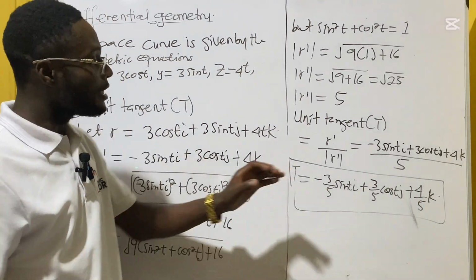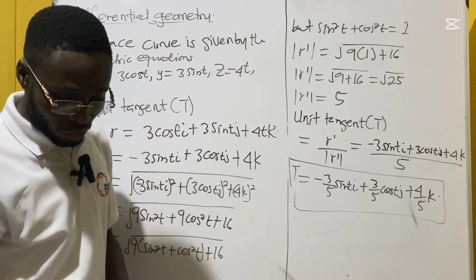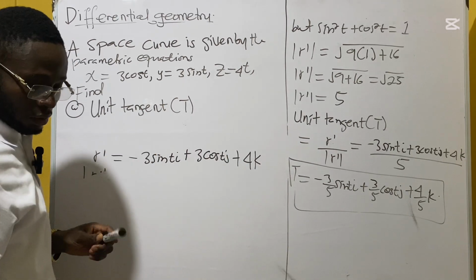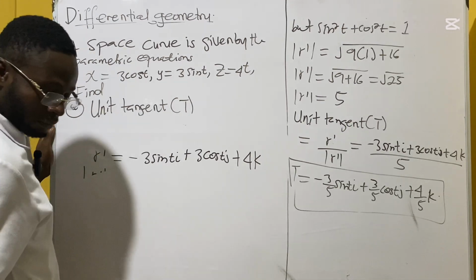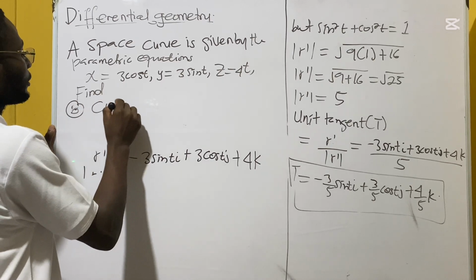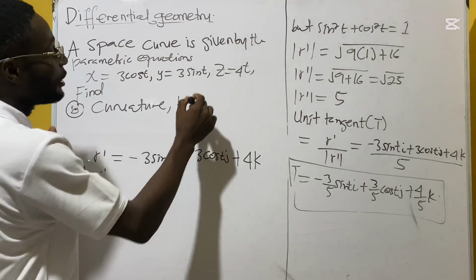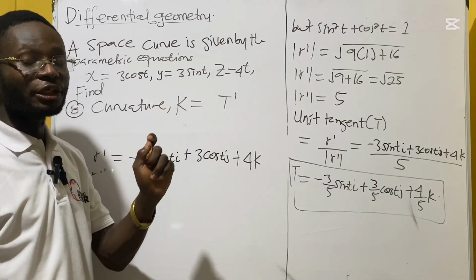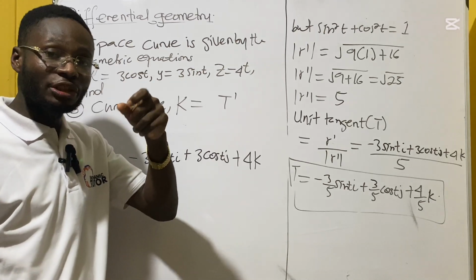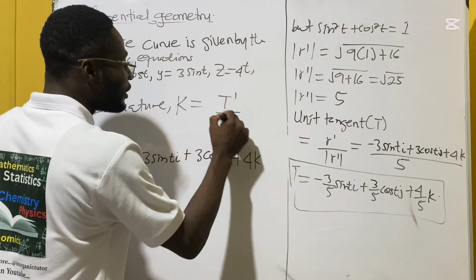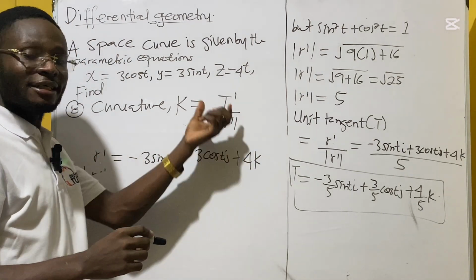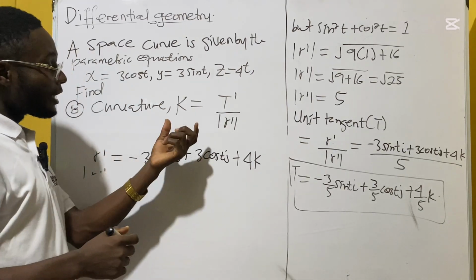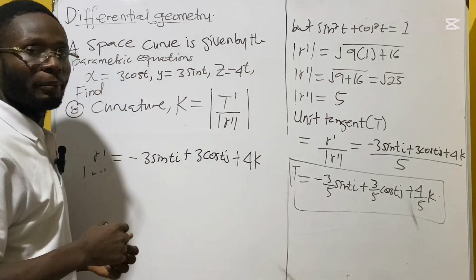Once we have the unit tangent, then we can proceed to find our curvature. So let's find our curvature. We know that the curvature, which is the big K, is equal to the differential of the unit tangent over the magnitude of the differential radius. When you are done taking this, then you take the magnitude of the result. So that is how the curvature is obtained. That is the big absolute sign.